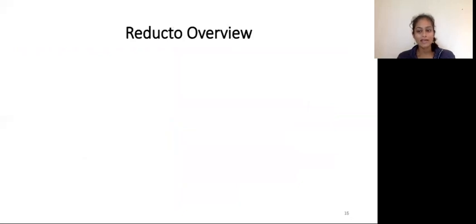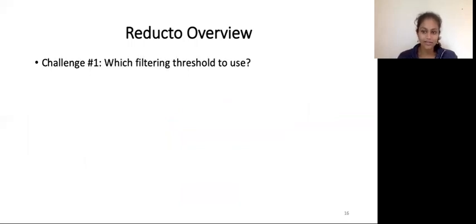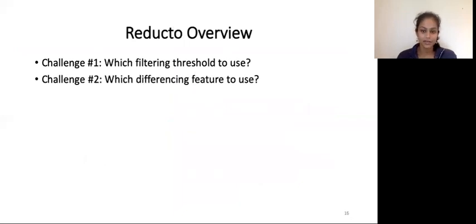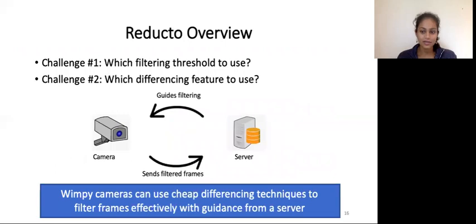So we can see that a lot of analysis needs to go into making these decisions to get frame differencing right. And our two main challenges focus on how to do that. So how do we do this dynamic tuning of the threshold? And how do we know which feature to use? To answer those, we use this system design where the wimpy camera does only the cheapest work, the frame differencing, but its decisions on how to do that are guided by a server. We'll explain in the next few slides how the work is split between them.